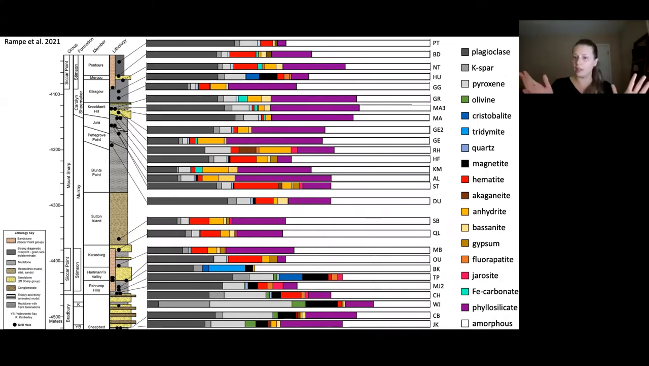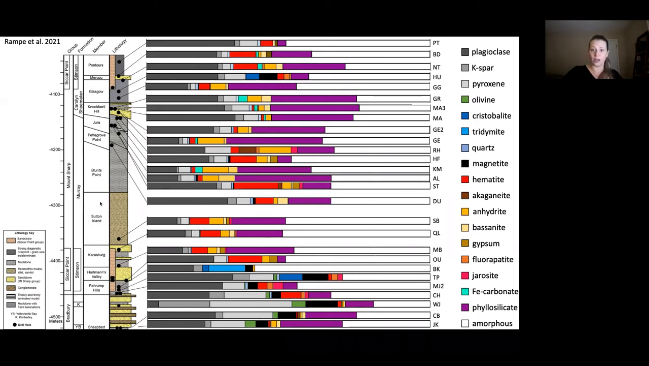So what have we found in Gale Crater? We have found a lot of minerals. On the left of this diagram, you'll see our strat column here. This is the stratigraphic section of Gale Crater.